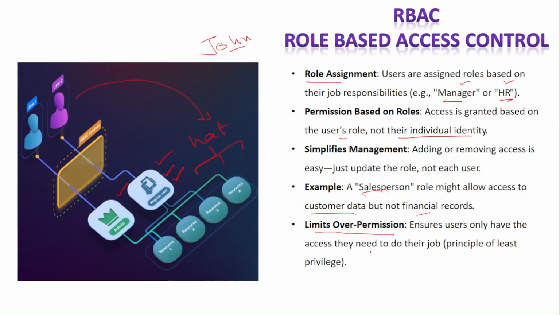Limits over permission. Ensure user only has the access they need to do their job. Principle of least privilege. So how does this ensure principle of least privilege? If this role, regular user, has access to only 2 resources, user 2 will also get access to these 2 resources. Even if user 2 wants to access resource 2 or 4, he or she cannot, because it is the role that defines the access permissions, and user 2 cannot get access permissions.